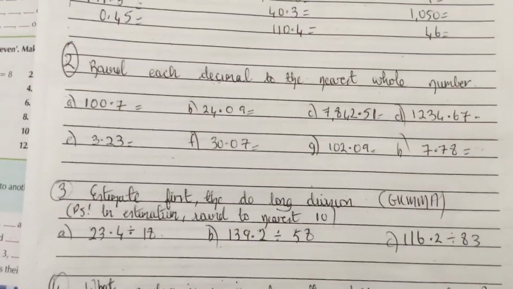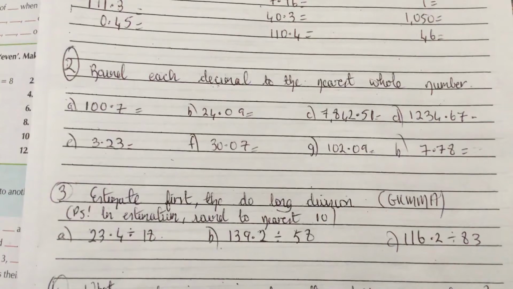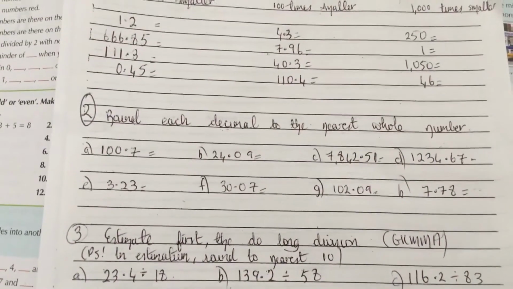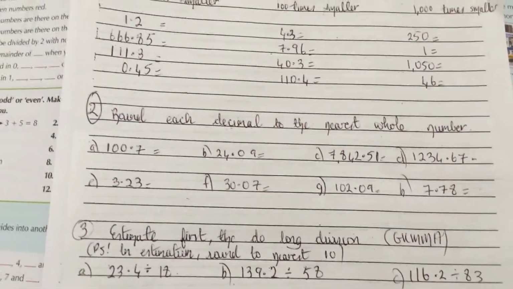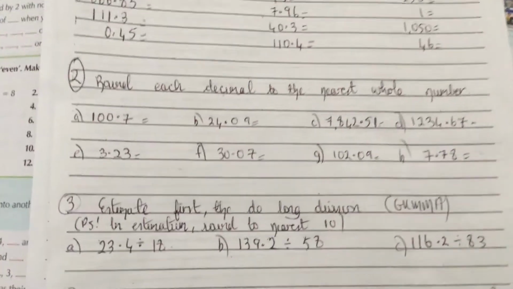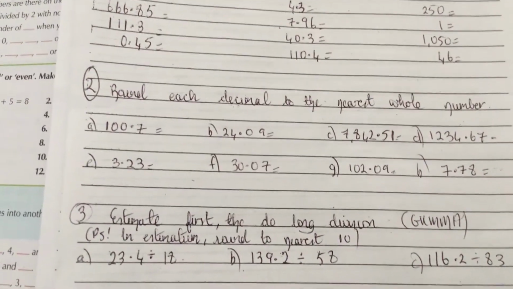Now we're going to go on to number 2 tonight, and I'm going to get you to do 2 and 3 tonight. Round each decimal to the nearest whole number. Okay, so nearest whole number. The decimal 107.7, I want you to round it to the nearest whole number. Whole number, guys, not decimal number. And then estimate first, and then do long division.